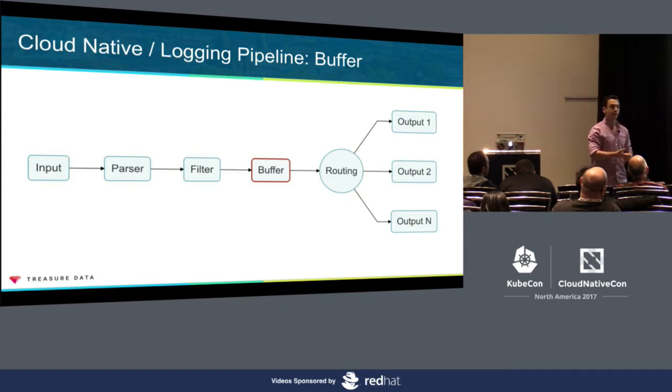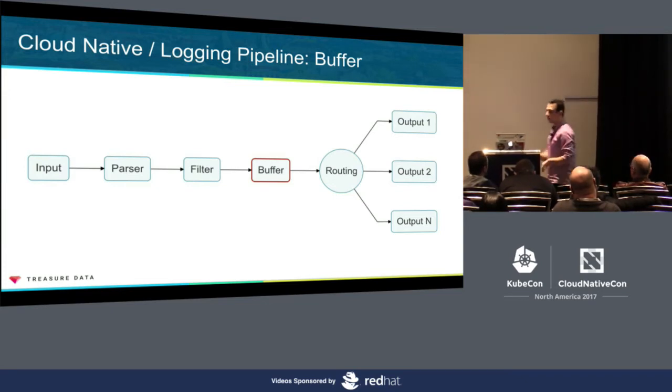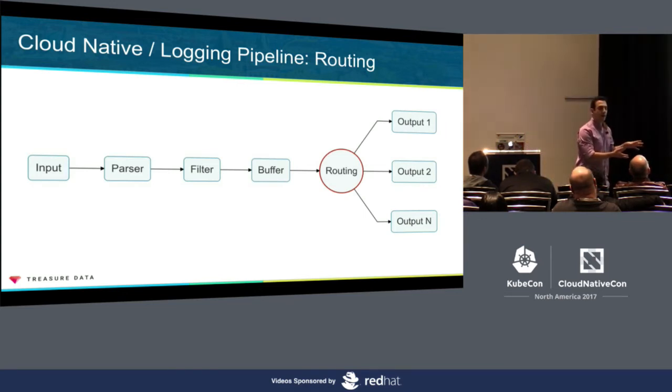Do I want to lose data? No. Some people say, yeah, that's fine, I can lose data. It has terabytes. If I lose 5 megabytes, it's nothing. And that's OK. But 90% say, no, we need to have buffering. Why? Because if I'm going to route the data to one or multiple destinations and something happens, I want to be able to recover from that failure state and retry again.